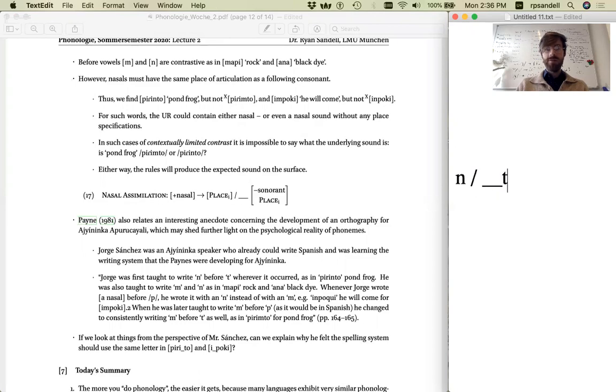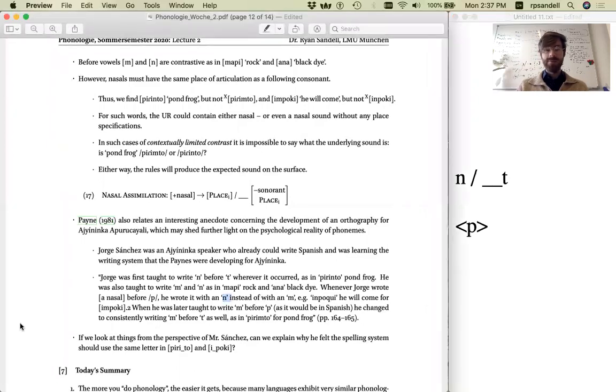before a T whenever it occurred, as in the word for pond frog, pirinto. And he was also taught to write M and N, as in the words for rock and black dye. But whenever he wrote a nasal before P, which would have been consistently represented with the orthographic letter P, he wrote it with an N instead of an M. So for instance, for impoki, he used the N sign rather than the M sign.